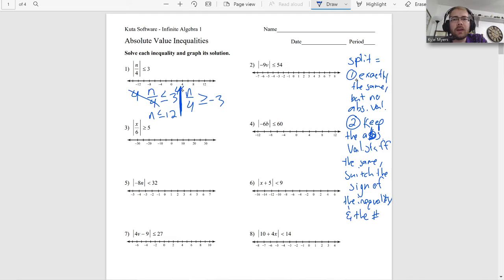And then in this other one, I need to do the same thing. So the 4 cancels for the exact same reason.